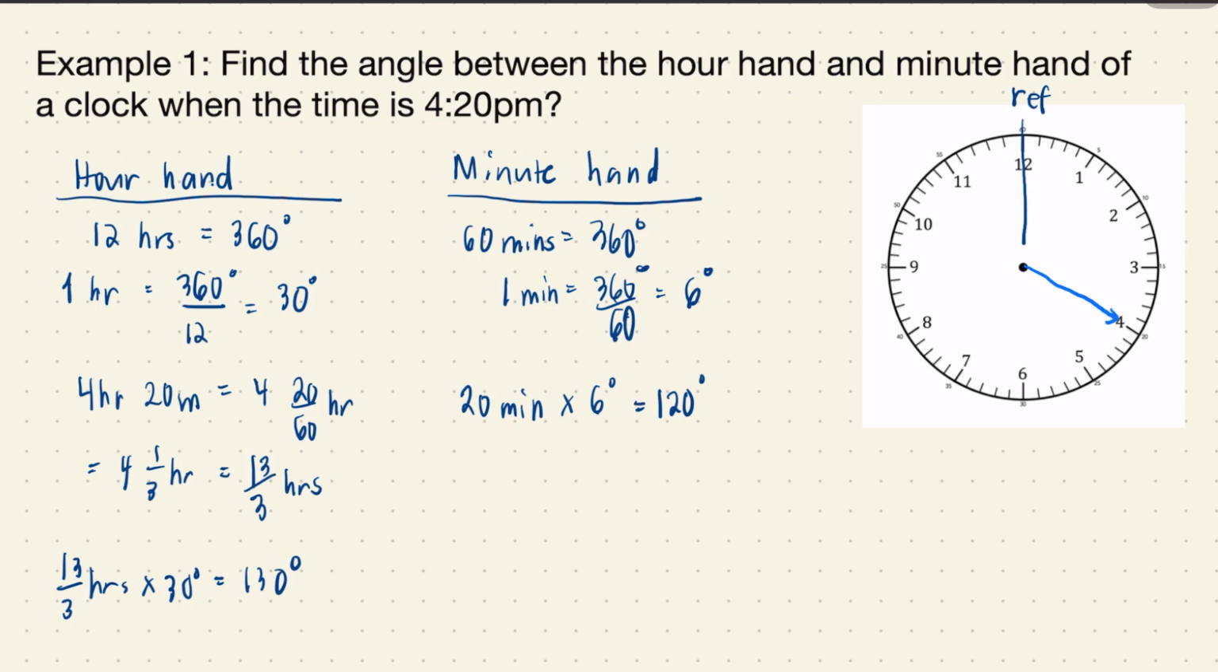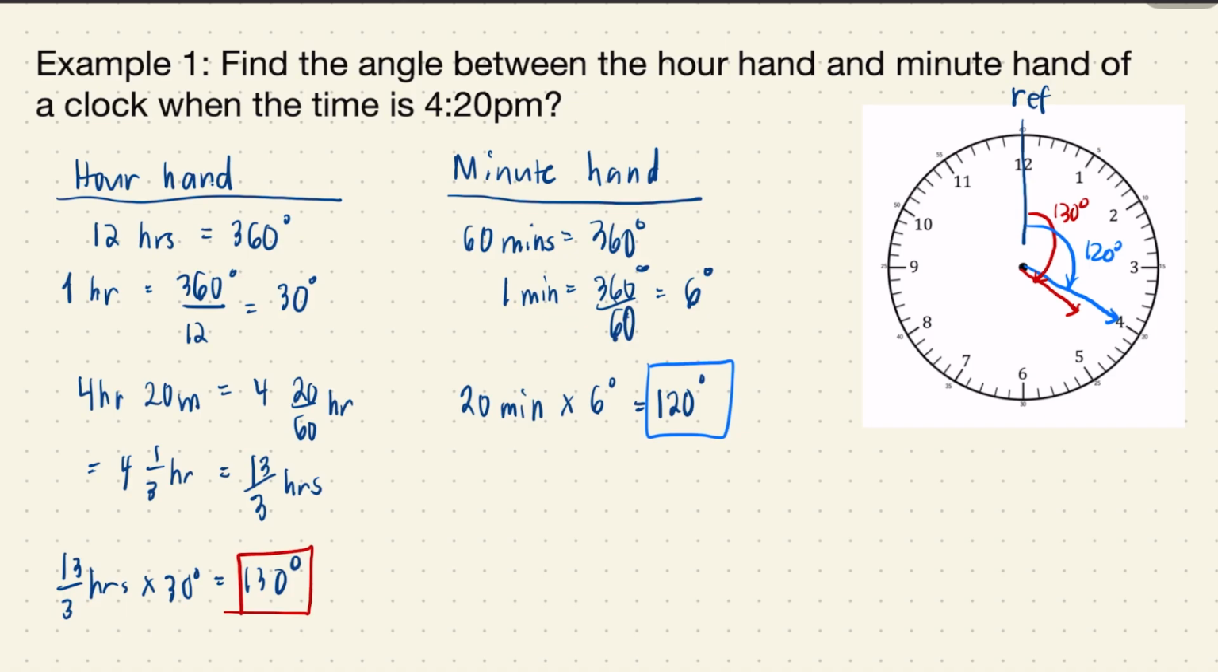Minute hand, and then let's take the red as our hour hand. So basically, the hour hand has traveled 130 degrees, while the minute hand has traveled 120 degrees. To get their angle in between, you can just simply get the difference.